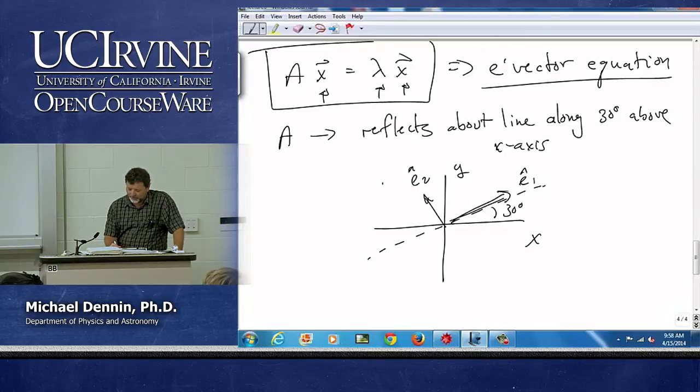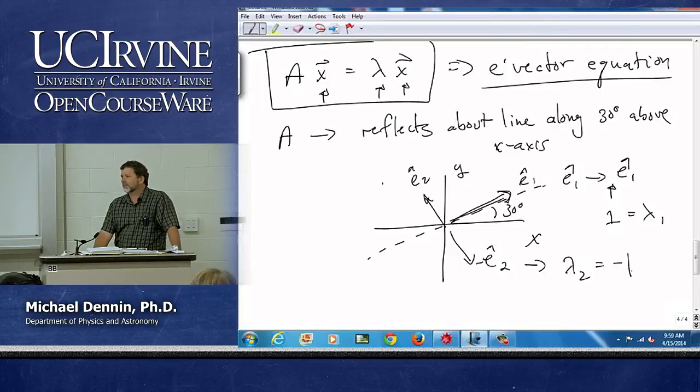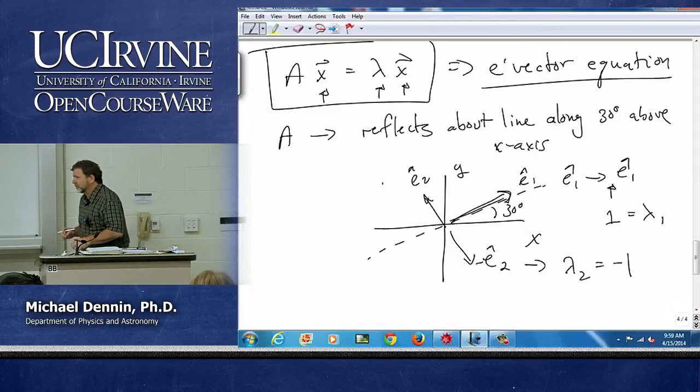I just told you, reflection about 30, E1 goes to itself. The multiplicative factor is 1. So the eigenvalue is 1. E2 gets flipped to minus E2. So the multiplicative factor lambda is -1. You want to have that understanding.